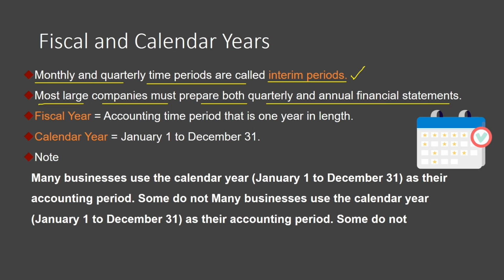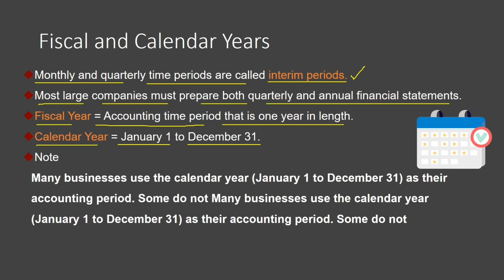And now, what is the difference between fiscal and calendar year? A fiscal year is an accounting period that is 1 year in length. It depends upon the company when it starts, but the company has to complete that year in a length of 1 year. And what is a calendar year? In a calendar year, companies start their accounting period from 1st January to December 31st.